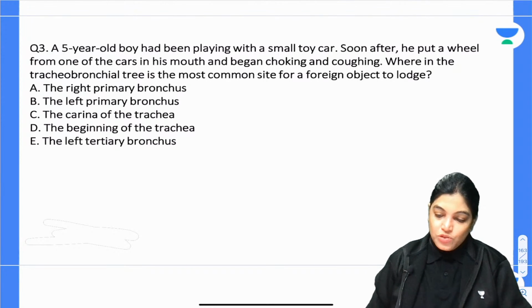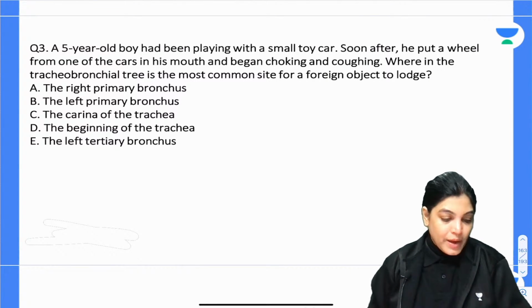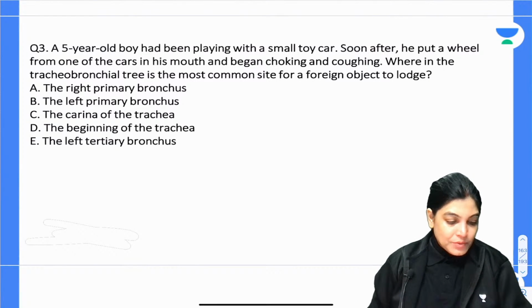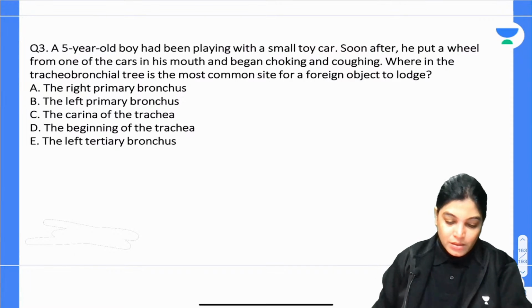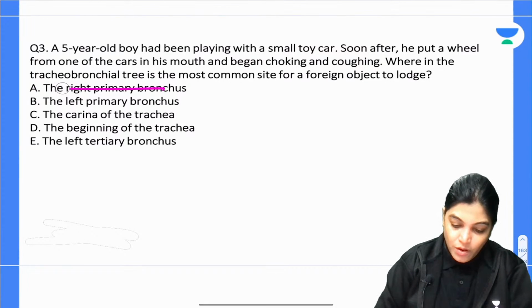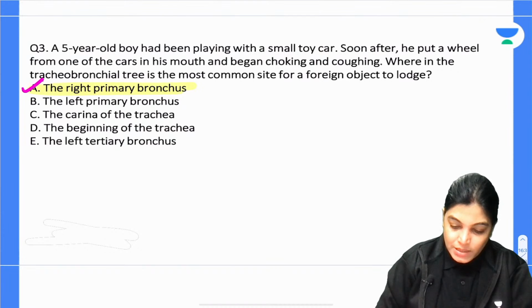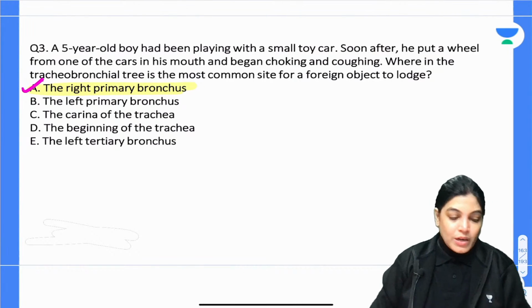Okay, so the history provided is that a small boy is putting the wheels of a toy car inside. So if I have to mark the correct answer, I will go with the right principal bronchus. Here, the right principal bronchus is the correct answer, and I will help you understand why.